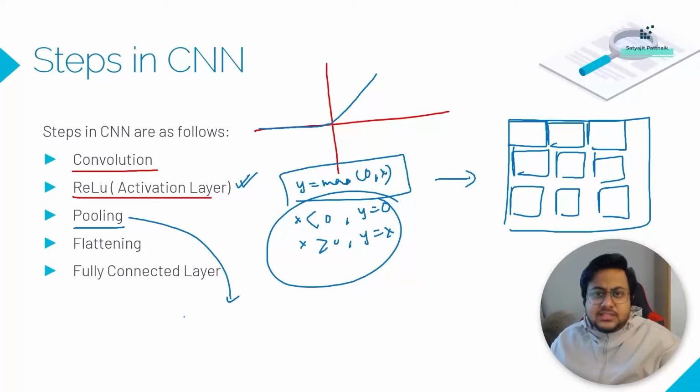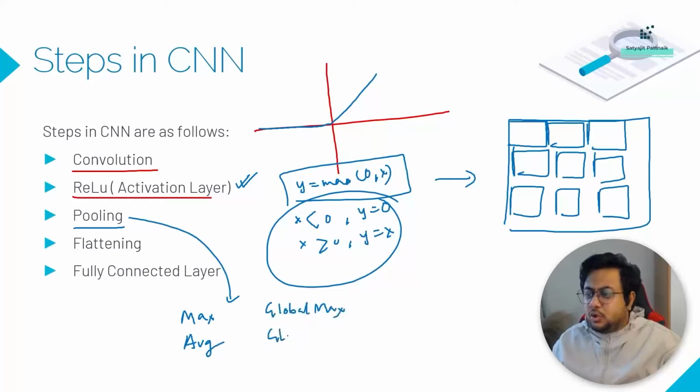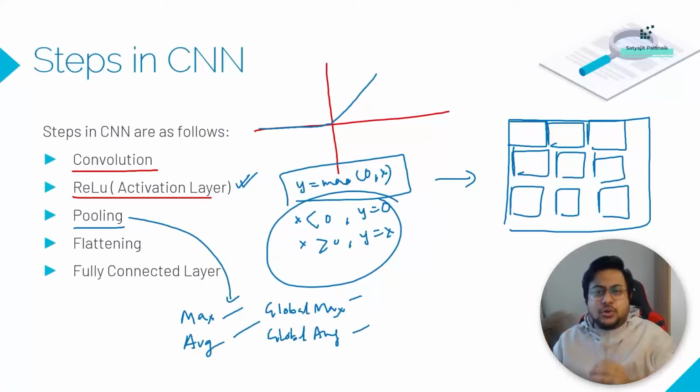There are majorly 4 types of pooling as per Keras. You can quickly go ahead and check out the Keras documentation. So there is max pooling, there is average pooling, there is global max pooling, and there is global average pooling. These are the 4 types of pooling techniques that are available. What each one of them does, we will slowly discuss in the next class.